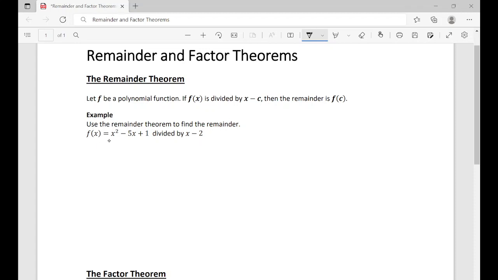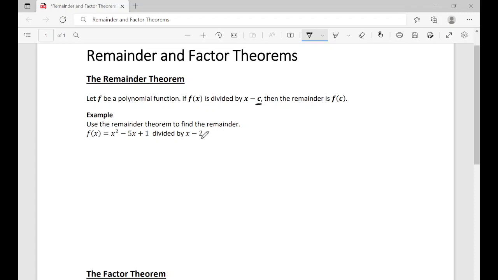So if f of x equals x squared minus 5x plus 1 and is divided by x minus 2, what would the remainder be if we divided our f of x by x minus 2? So we need to know what c is, and c in this case is 2. Just as an aside, had this been x plus 2, we would actually say that c is going to be x minus negative 2, so c would have been negative 2 instead. So just keep that in mind.